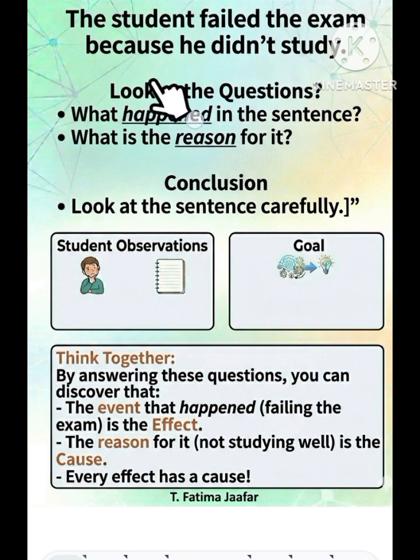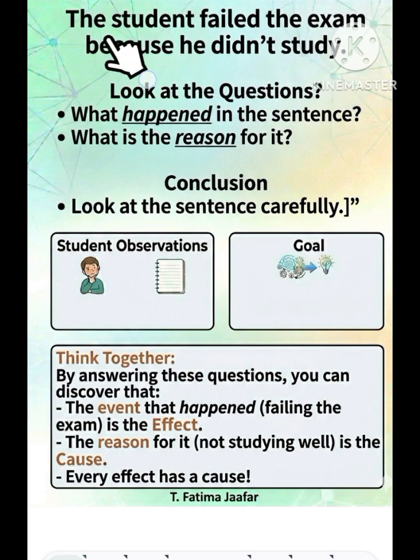Look at these questions. What happened in the sentence? What happened here? There is something that happened with the boy. What was this thing? Yes, the boy failed the exam. So this is what happened. What is the reason for it? Why did he fail the exam? Yes, because he didn't study.